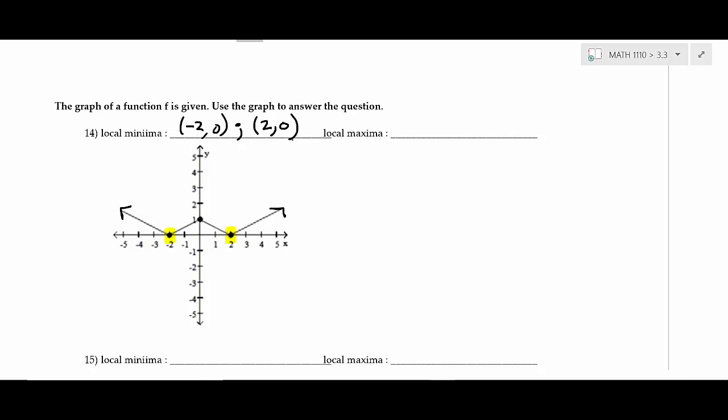How many local maximums are there? There's 1, and that local maximum occurs here. That's just a place where the function increased, hit a high point, and then went down. So we'd just say that's the point 0, 1, like that.